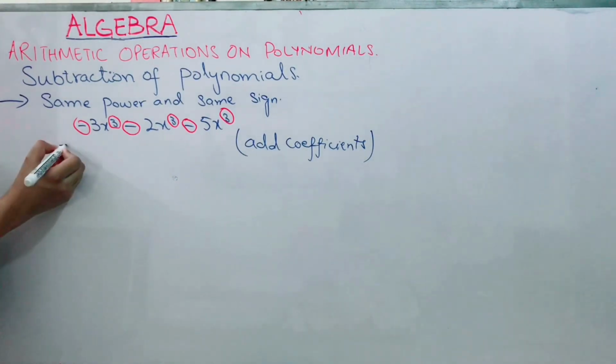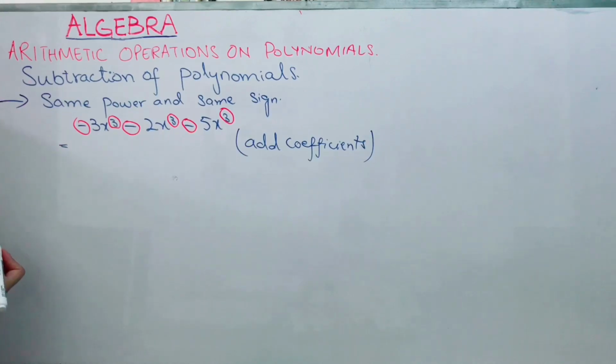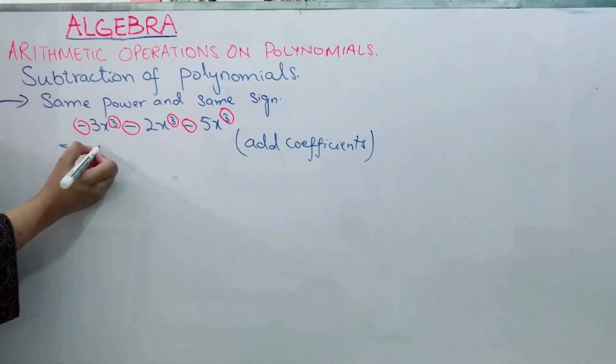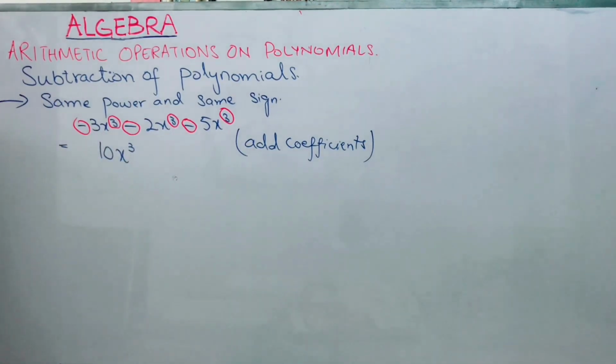So my coefficients are 3, 2 and 5. I have to add them. 3 plus 2 is 5 and 5 plus 5 is 10. 10x cube. Now what about sign? Sign will remain negative, right? So same powers and same sign. If all signs are negative, then you have to add your coefficient, but the sign will remain negative. This was the first rule.